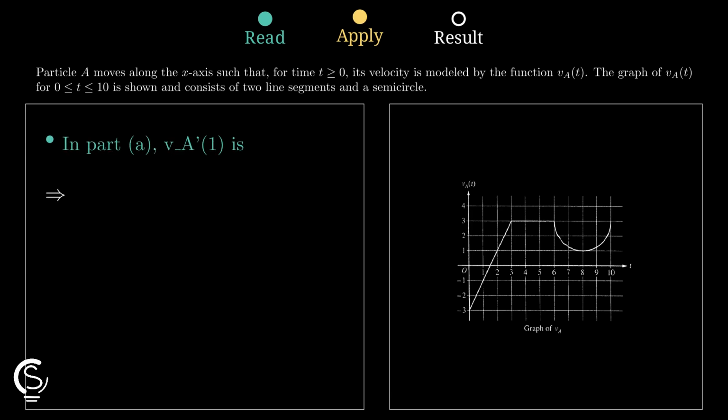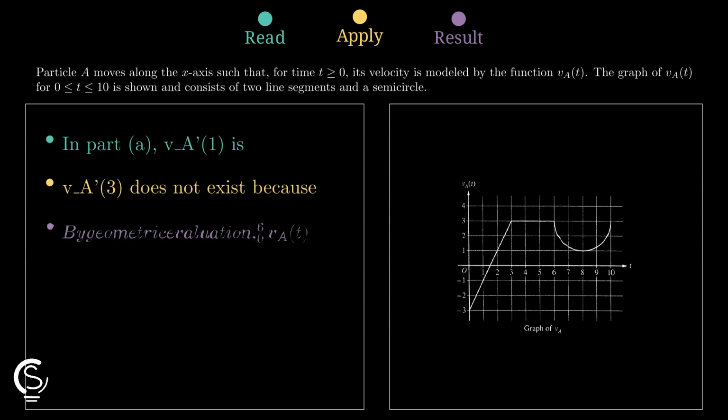In part B, the integral from 0 to 10 of v sub a of t dt represents the x direction from t equals 0 to t equals 10. By geometric evaluation, the integral from 0 to 6 of v sub a of t dt equals 1/2 times.